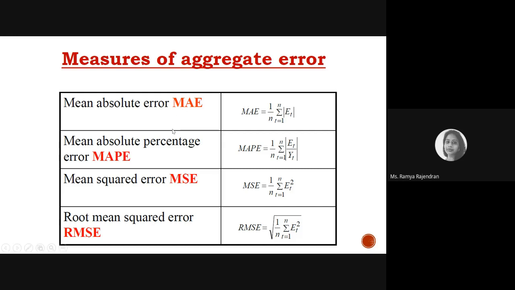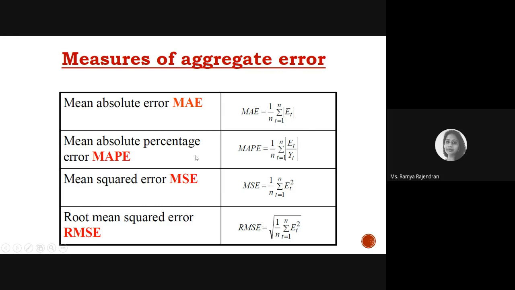The first one is mean absolute error, MAE. This mean absolute error is the average absolute error, calculated with n observations. The formula is MAE equal to 1 by n summation of error. When you say error, error is nothing but the difference between the actual and predicted value, y minus f. Y is your actual value, f is your forecasted or predicted value, right? So summation of absolute error divided by n is your mean absolute error.